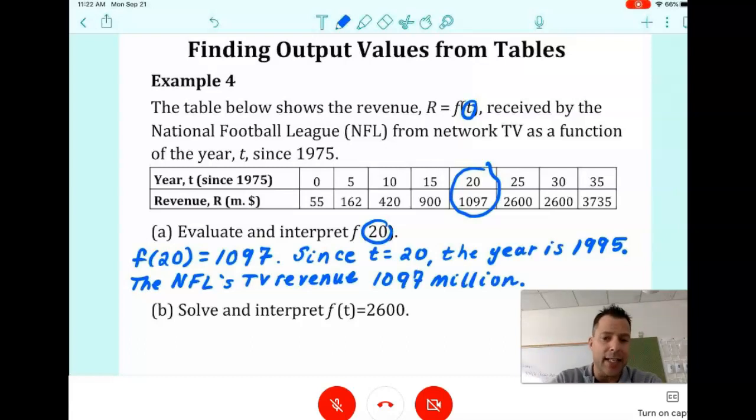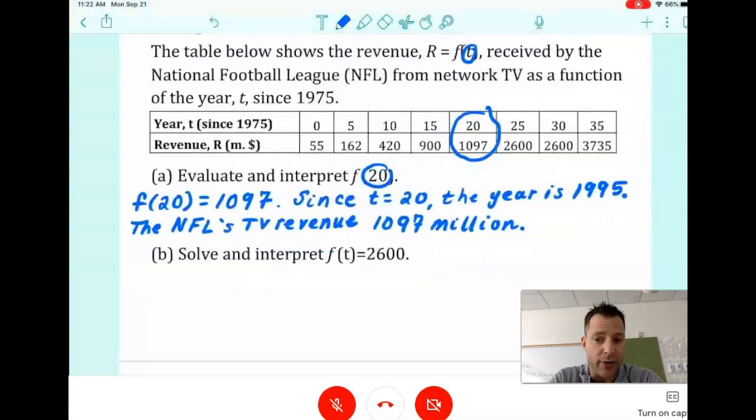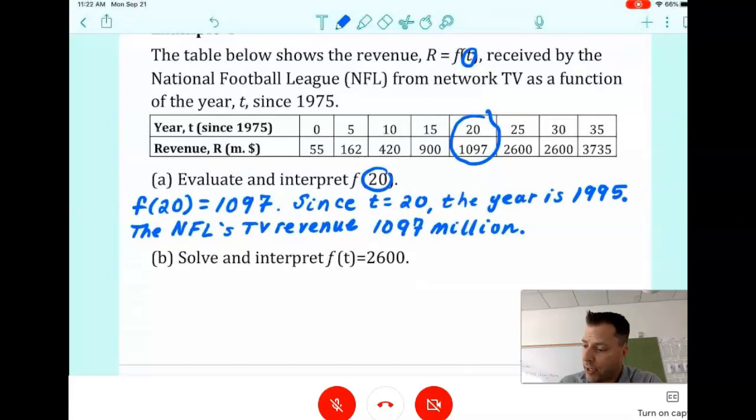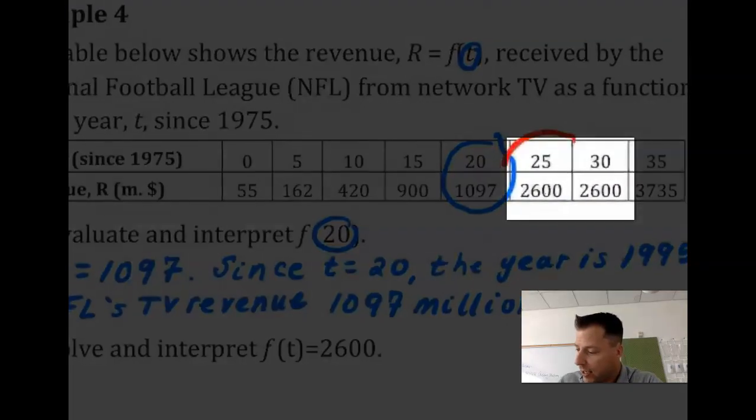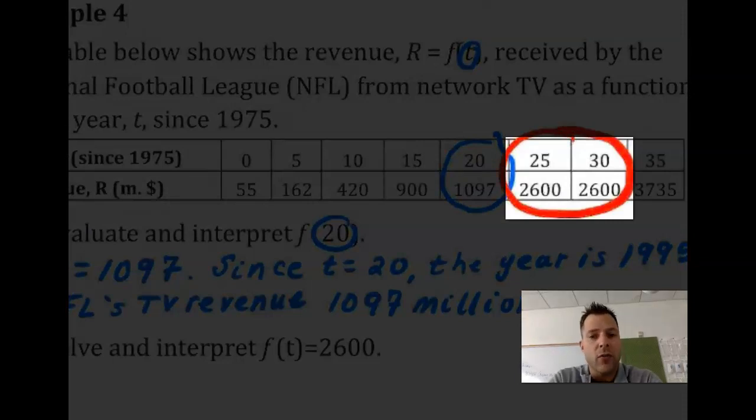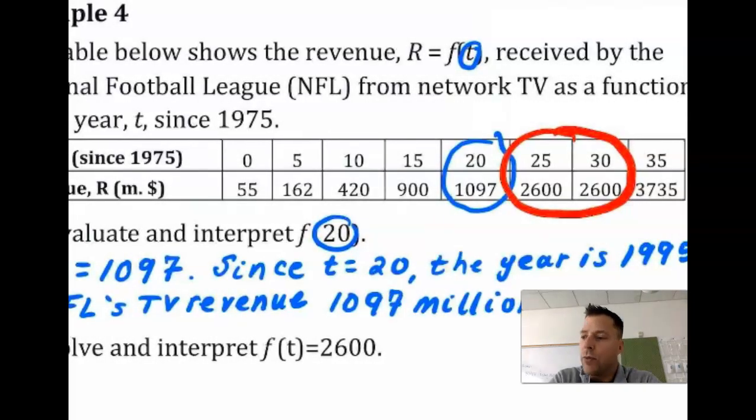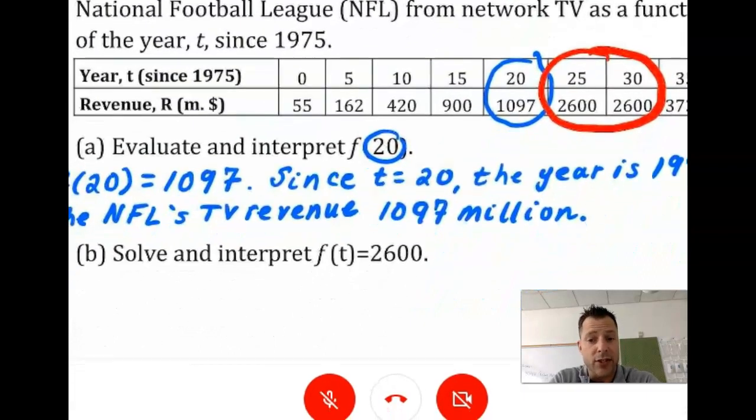In part B, they're not asking us for the output, they're asking us for the input. So in part A, we had the input of 20 years. And so in part B, they're saying solve and interpret F of T equals 2,600. So basically, what years, if any, did the NFL make 2,600,000,000? So let's look at our table. And if you look at the table, you can see right here is where we have 2,600,000,000. So 2,600 million. So we have to interpret that.